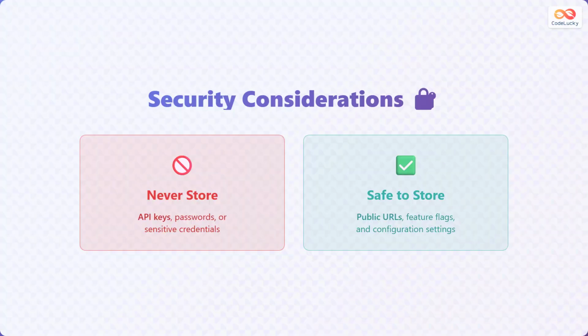When working with environment variables, it's important to consider security. Never store API keys, passwords, or sensitive credentials directly in environment variables, as they can be exposed. It is safe to store public URLs, feature flags, and configuration settings in environment variables, as these do not pose a significant security risk.